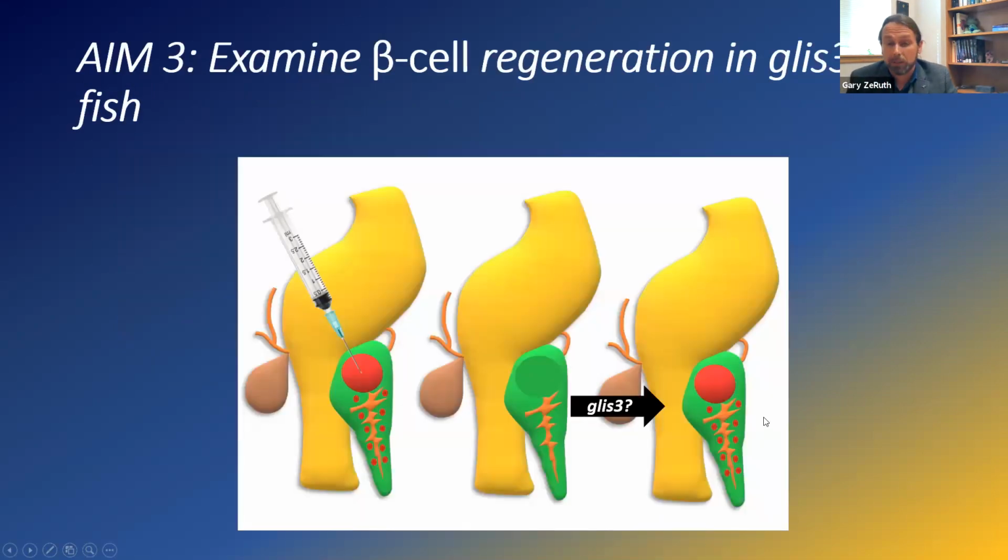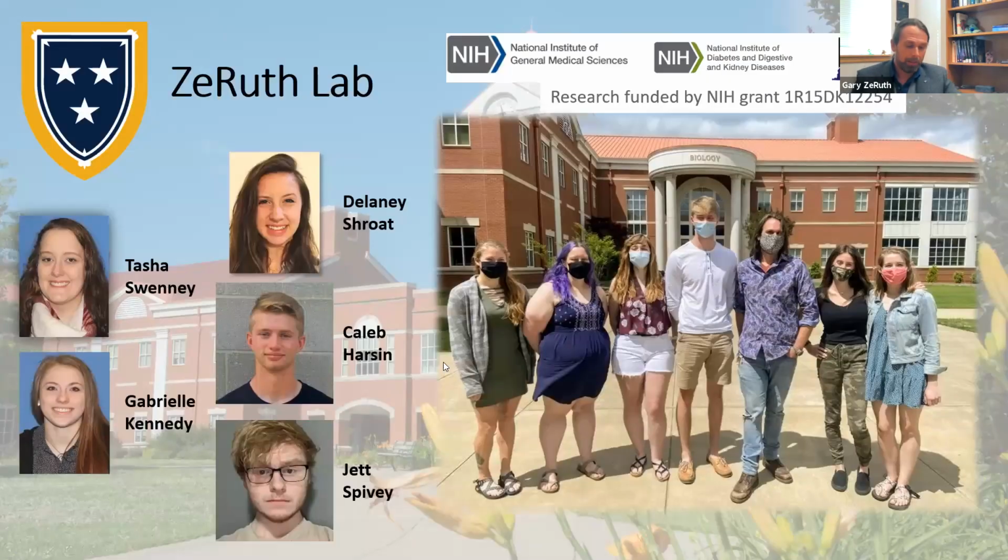So what we would like to do is use our Glis-3 knockout model to chemically ablate the beta cells with streptozotocin and then analyze the different steps of beta cell regeneration to see whether Glis-3 is required for the beta cell pool to regenerate, or whether the early embryonic development of beta cells and regenerative pathways work under different mechanisms. So that is all I've got time for today.